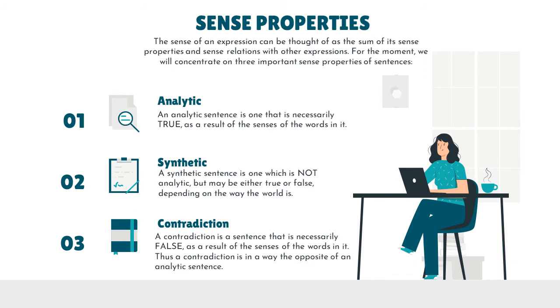A synthetic sentence is one which is not analytic but may be either true or false depending on the way the world is. Analytic sentences are always true, or necessarily so, by virtue of the sense of the words in them, whereas synthetic sentences can be sometimes true, sometimes false, depending on the circumstances. We now come to contradiction. A contradiction is a sentence that is necessarily false as a result of the sense of the words in it. Thus, a contradiction is in a way the opposite of an analytic sentence.